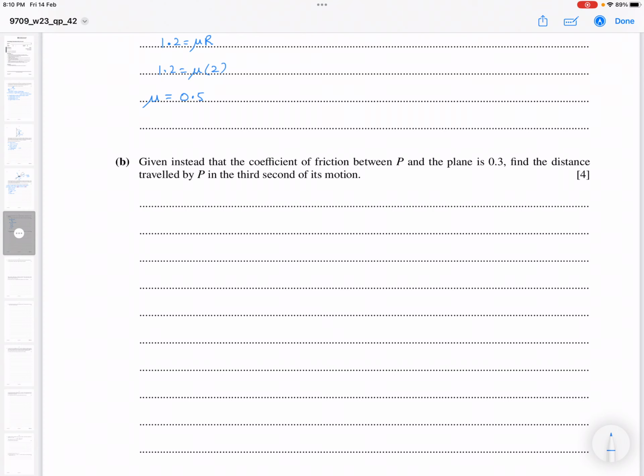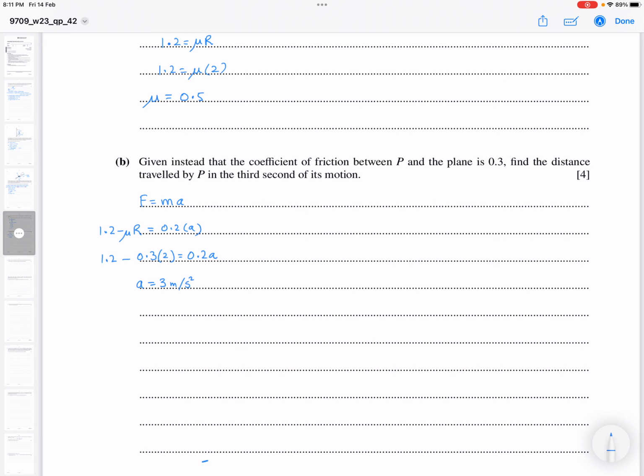In B part, it says, given instead that the coefficient of friction between P and the plane is 0.3, find the distance traveled by P in the third second of its motion. So to find the distance traveled in the third second, find acceleration first. For that, we have to use F equals ma. So my F is 1.2 minus mu R, which is my frictional force, and my mass is 0.2, and my a is unknown. So 1.2 minus mu, which is given to us 0.3, and our R is 2, so this is equal to 0.2a. From here, if we make a the subject, our a would be 3 meters per second square.